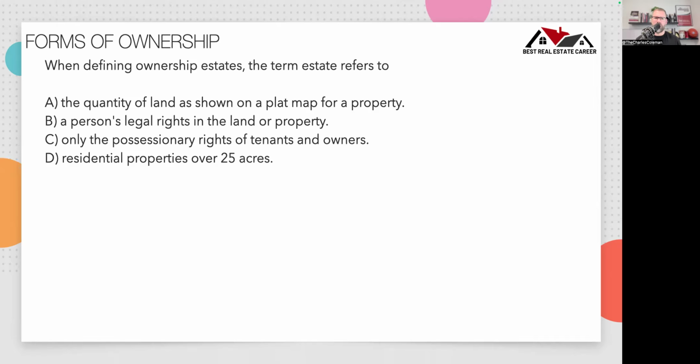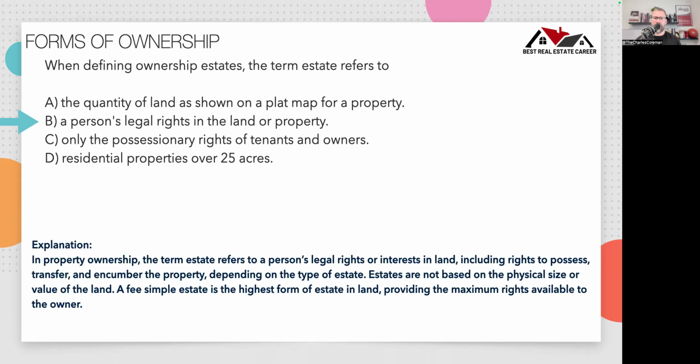When defining ownership estates, the term estate refers to a person's legal right in the land or property. In property ownership, the term estate refers to a person's legal rights or interest in land, including rights of possession, transfer, and encumbering the property, depending on the type of estate. Estates are not based on the physical size or value of the land.